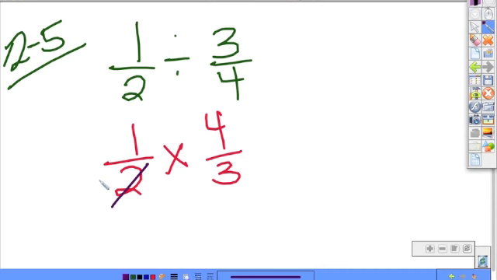2 goes into 2 one time. 2 goes into 4 2 times. Now I'm going to multiply straight across. 1 times 2 is 2. 1 times 3 is 3. And that is my final answer. Okay, let's try another one.